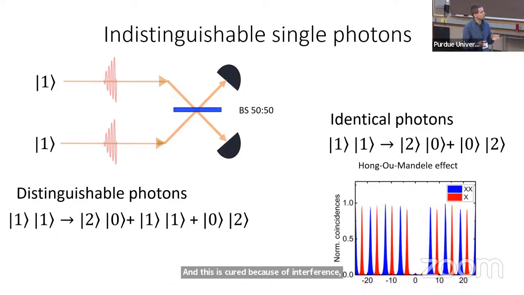If you have distinguishable single photons, you can have a situation when both of the photons go separately, and this is not interesting. This is classical, and in this case, we will not see any good phenomena which we can apply for quantum information science applications.